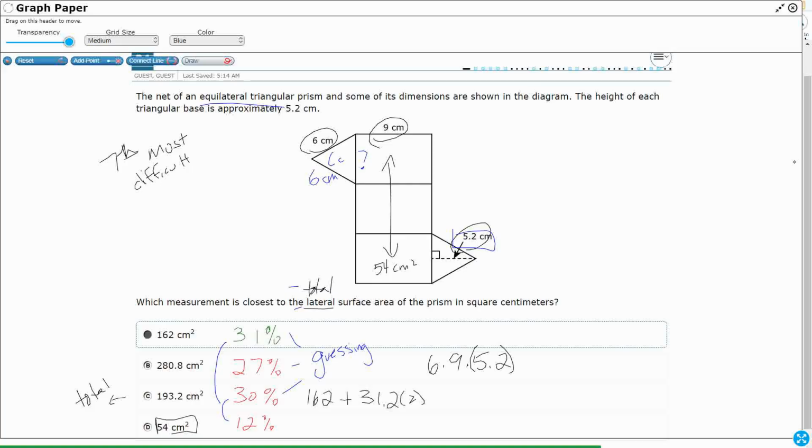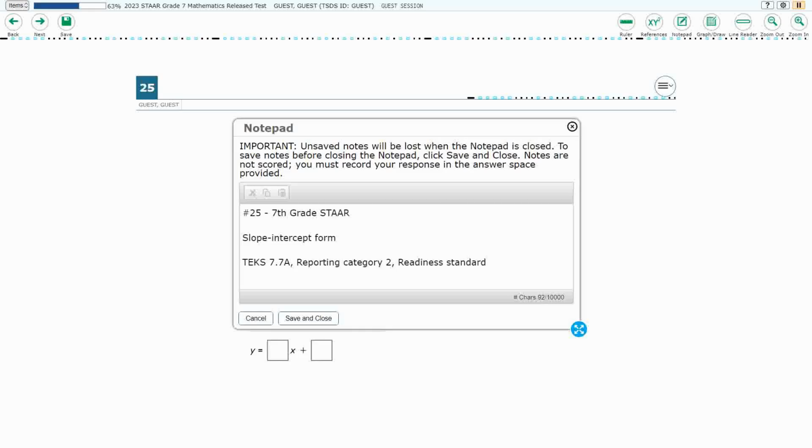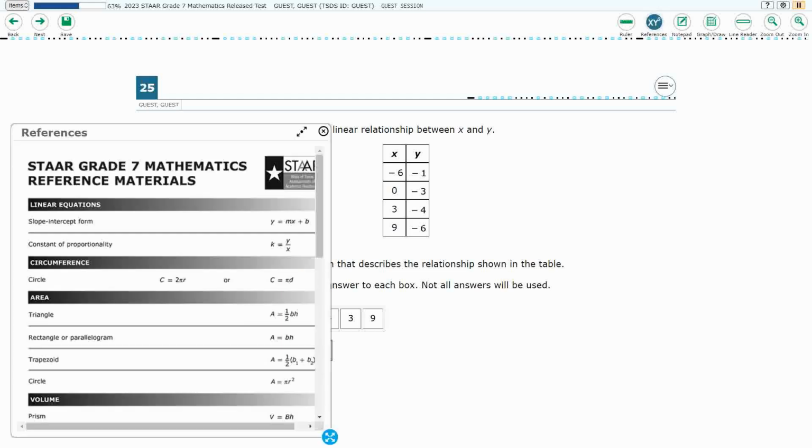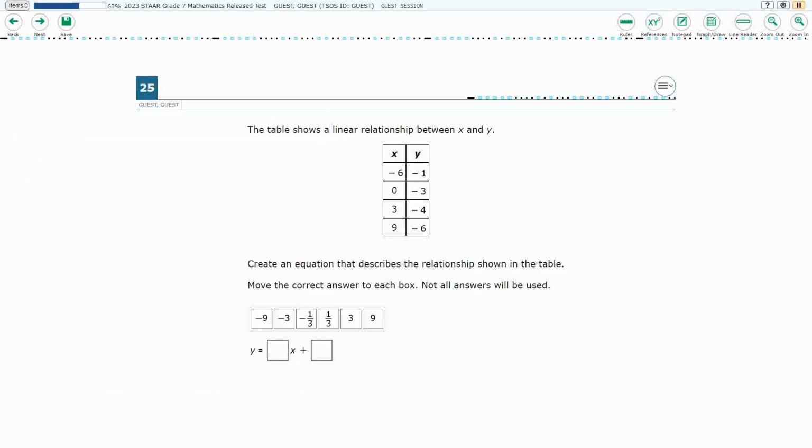For number 25, we are looking at slope-intercept form. This is a readiness standard T7.7a in reporting category 2. So we have a basic table here, and we need to use this to create an equation that describes this. And hopefully we see that we have got a few blanks, but hopefully we see that we have this slope-intercept form, y equals mx plus b. Right, that's really what we're looking at here.